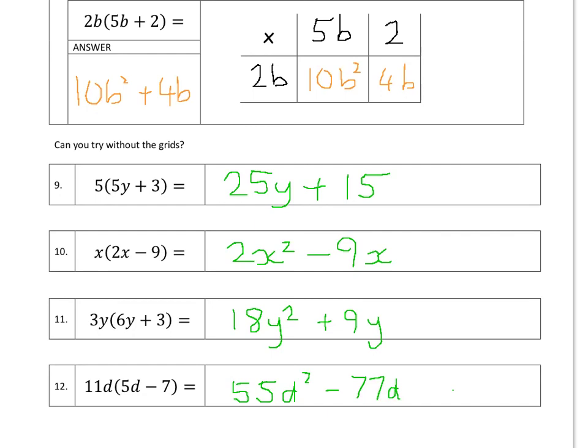So hopefully you've seen ways that you can build up to figuring out expanding brackets. Everything in the bracket needs to be multiplied by the thing that's in front of the bracket. You just have to be really careful with the negative symbols that you might see.